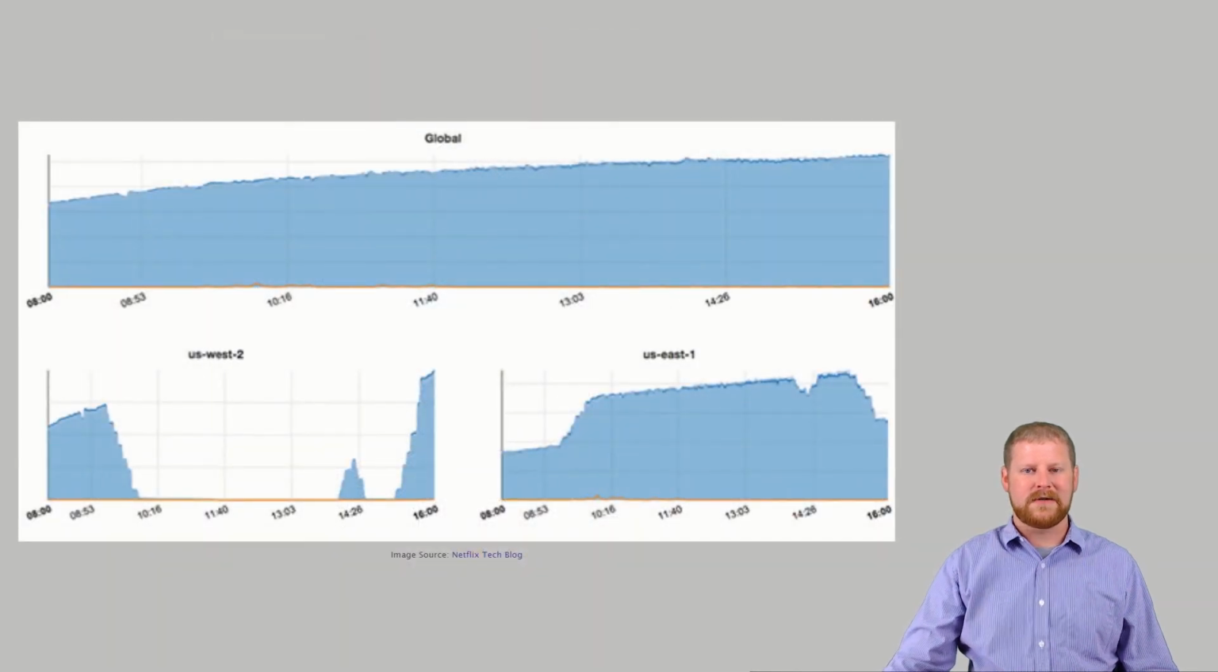In fact, these graphs show an event as simulated by Chaos Gorilla. The top shows global traffic, while the bottom shows traffic during the same time period for both eastern and western US zones. During the test, traffic to the western zone was blocked, resulting in a large amount of traffic being rerouted to the eastern zone. Looking at the graphs, you can clearly see the switch over in the smaller graphs below, but the global graph stayed steady, meaning that users worldwide wouldn't have even noticed a blip in service.